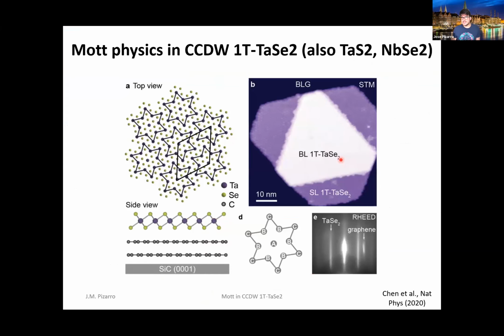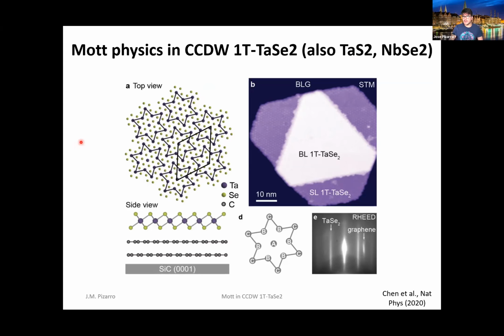Okay, so what are these Star of David systems? These are transition metal dichalcogenides. I'm going to mostly speak about tantalum diselenide, but you can also find it in tantalum disulfide and niobium diselenide. These systems are known to develop a charge density wave state. You see here in blue the transition metal atoms, in this case tantalum, which distort from their equilibrium positions to form these Star of David.